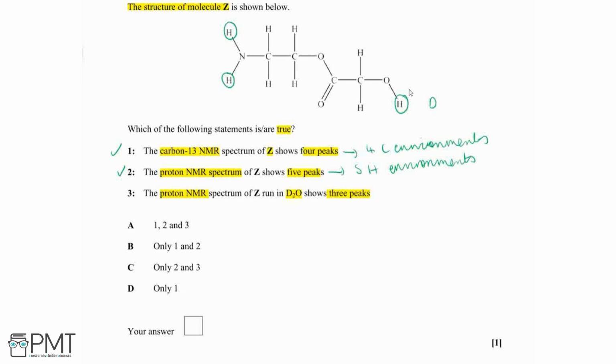So we started with 5 peaks originally, but 2 of our environments were protons bonded to an oxygen or a nitrogen. Therefore, 5 minus 2 means we will have 3 peaks left overall. So statement number 3 is also correct. Therefore, our answer is A, 1, 2 and 3, correct.